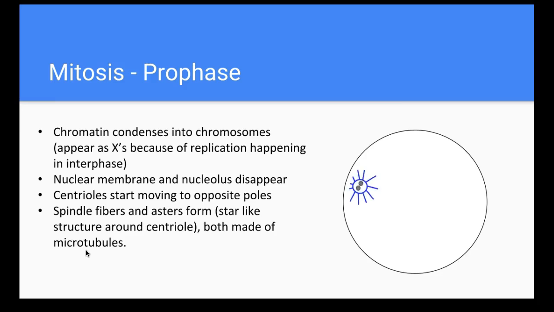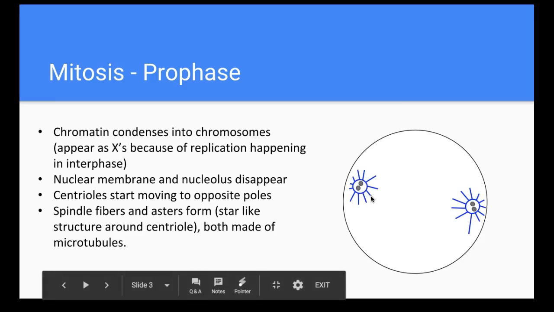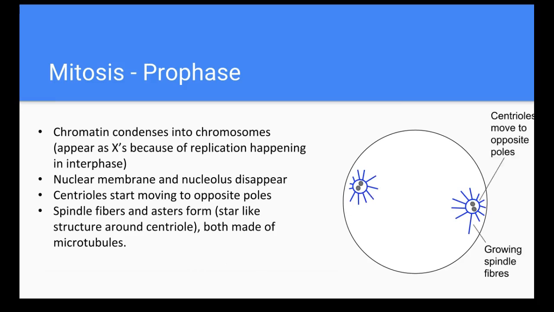So we have our centrioles moving to opposite poles. Those spindle fibers are starting to grow a little bit longer. We're also going to see that nuclear membrane dissolving. You see it's dotted instead of being a solid line. And we're going to see our chromosomes as X's. Okay, again, I have black and I have red ones just to represent that you have your mother's DNA and your father's DNA combined in your own cells.